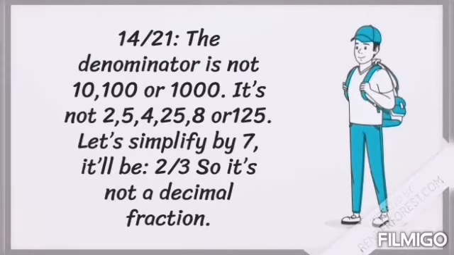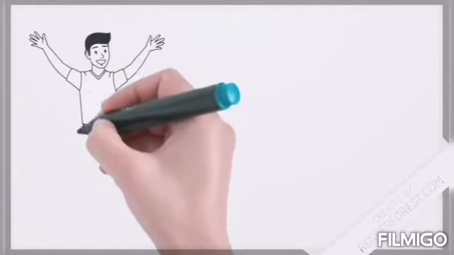This is 14 over 21. The denominator is not 10, 100, or 1000, and it's not 2, 5, 4, 25, 8, or 125. So I need to simplify. If I simplify it, I get 2 over 3. So it's not a decimal fraction because it cannot be converted into 10, 100, or 1000.